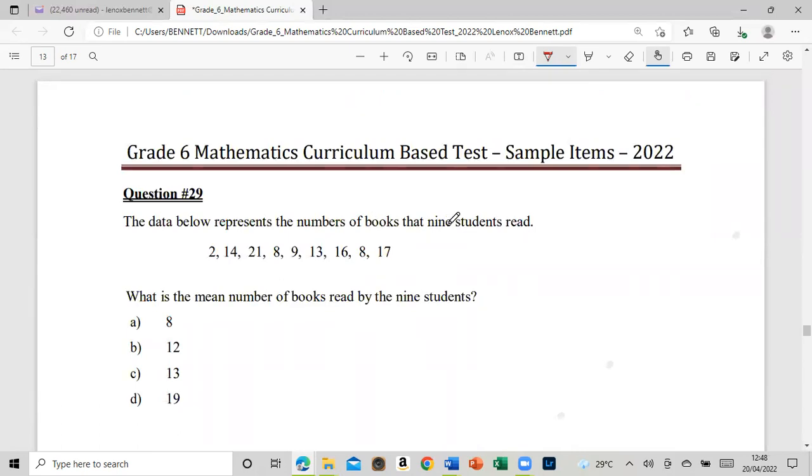All right. The data below represent the number of books 9 students read. What is the mean number of books read by the 9 students? So add up all of them and divide by 9. So 2 plus that was 16. So 16 plus 21.